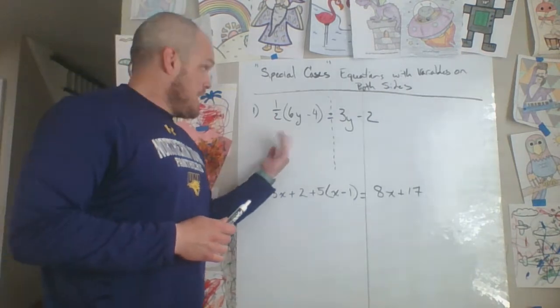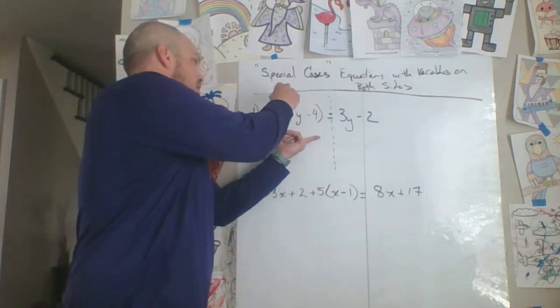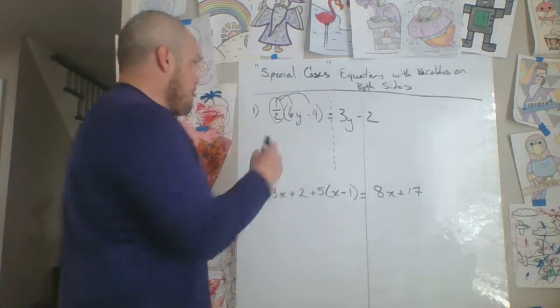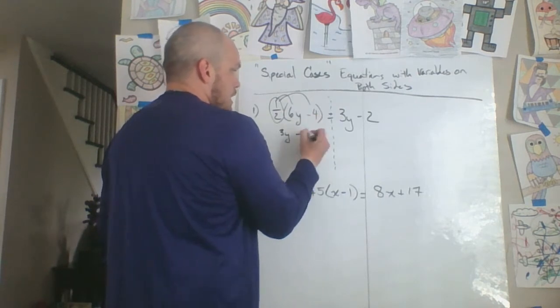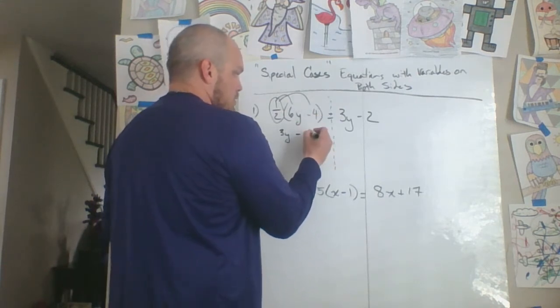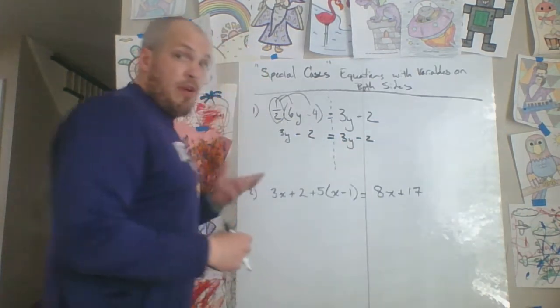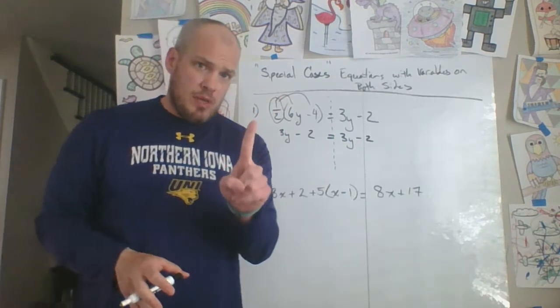The left-hand side of the equation has a distributive property here. I can distribute 1/2 to 6y and to minus 4. So I'm going to go ahead and do that. 1/2 times 6y is 3y. 1/2 times 4 is 2. So it's 3y minus 2 equals 3y minus 2. And right away, we see that something odd's happening. But we do need to complete one more step.